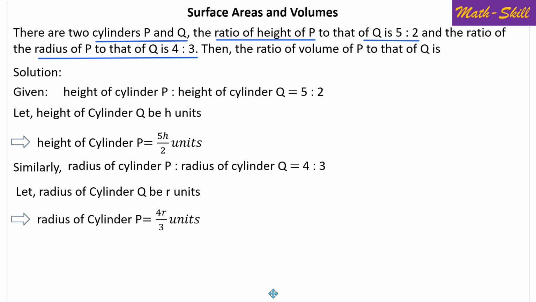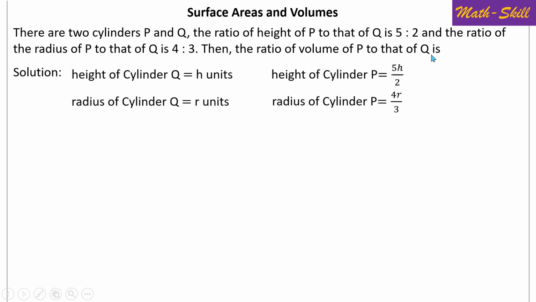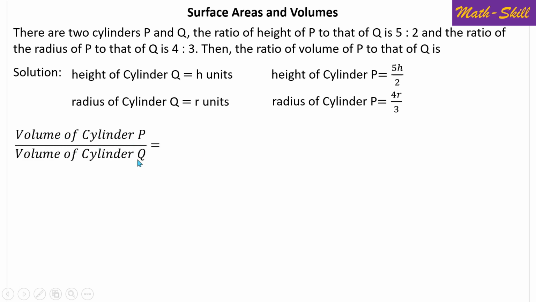Let's note down whatever we have assumed and found, so that we can find the ratio of volume of cylinder P to that of cylinder Q. We have assumed the height of cylinder Q and also radius of cylinder Q as h and r units, which implied height of cylinder P would be 5h by 2 and radius of cylinder P is 4r by 3. We have to find the volume of cylinder P by volume of cylinder Q. Volume of cylinder is pi r square h.